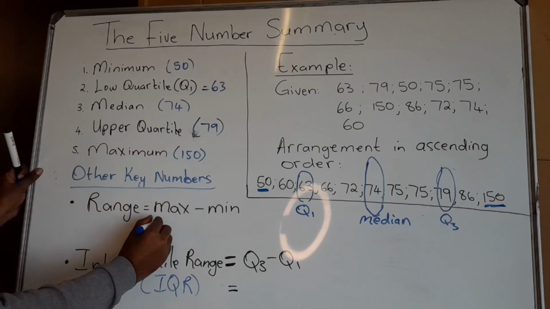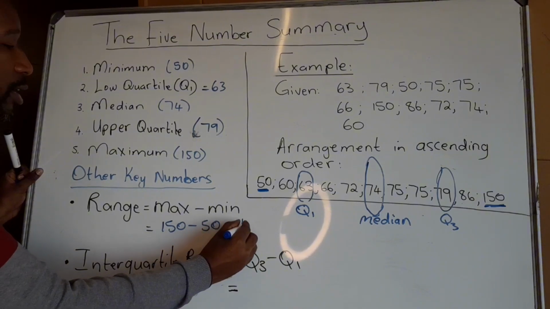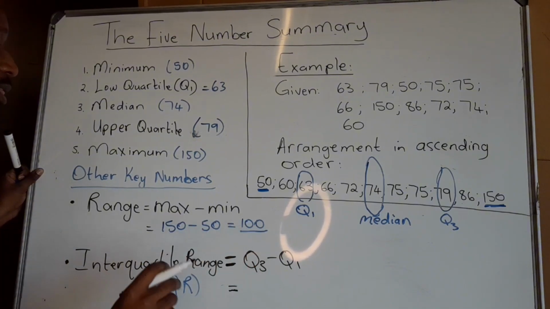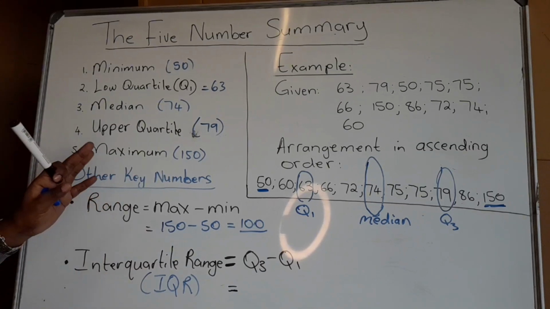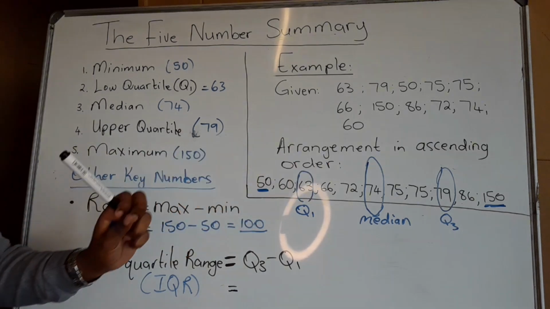Then here we would have 150 minus 50, so it would give us a range of 100. This tells us that there's a 100 difference between the minimum and the maximum.